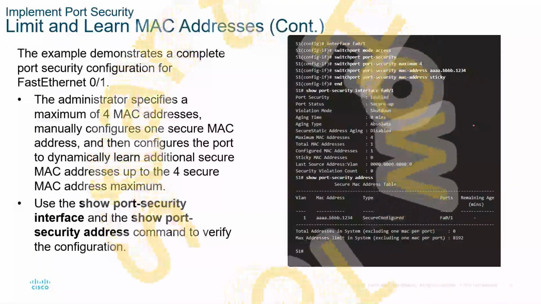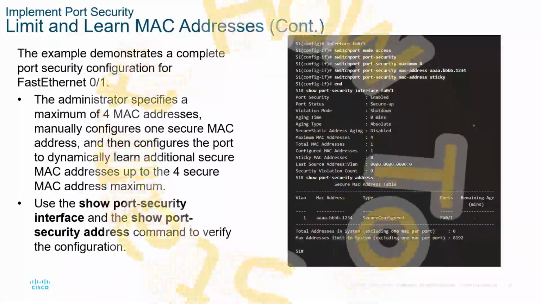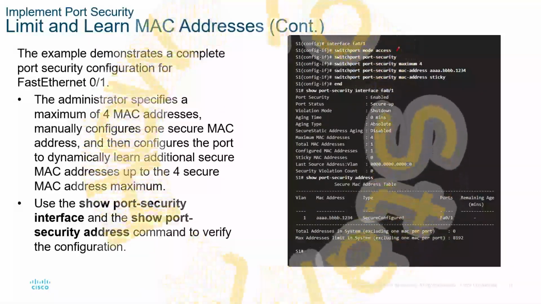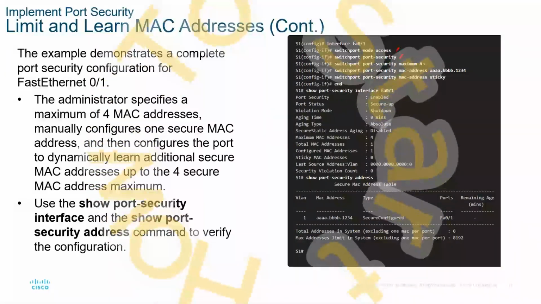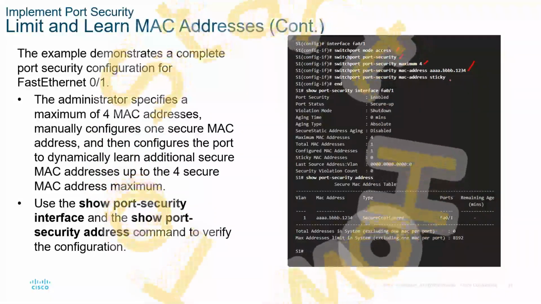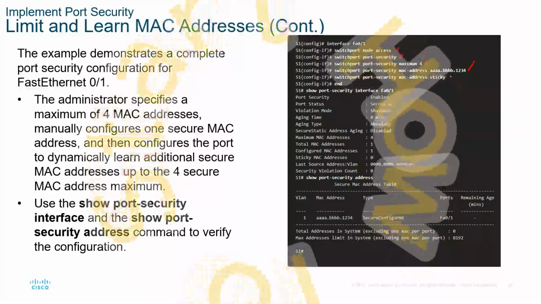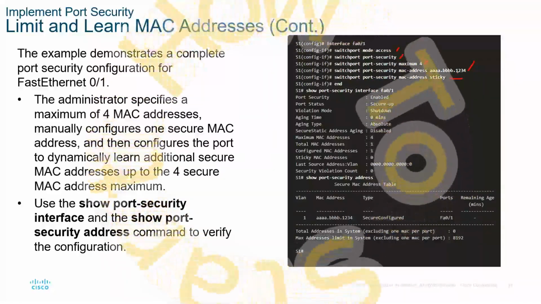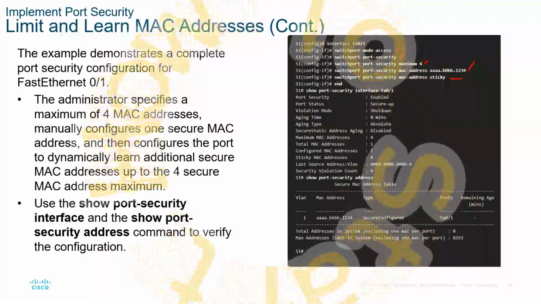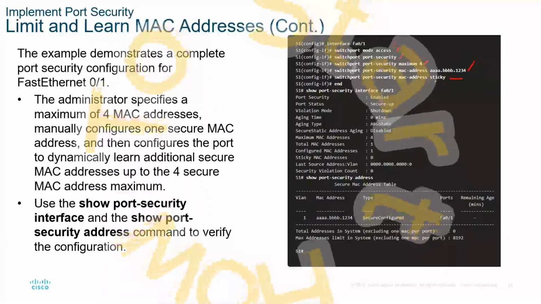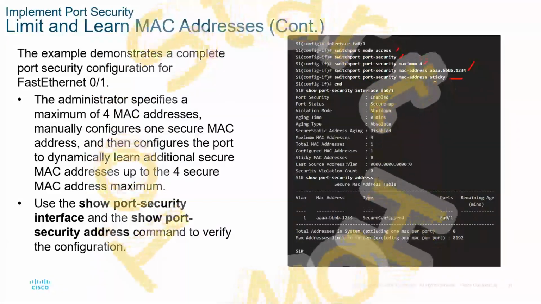So again, this is how we'd be doing it on the right hand side, my right hand side: setting it to access mode, turning on port security, setting the maximum number if you want, statically setting up a MAC address, and then applying sticky. That way, sticky says relearn that MAC address. Sticky would also take whatever MAC address is currently plugged in and will learn that as well.